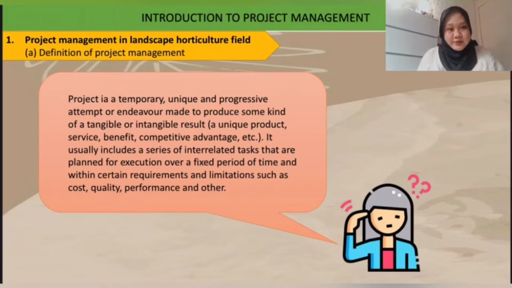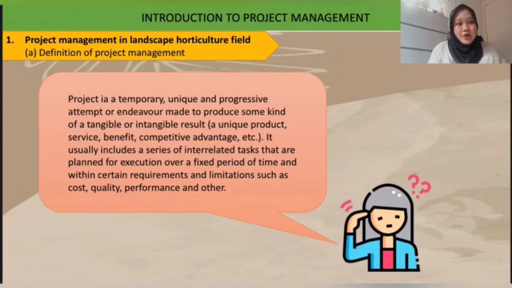What is project management? A project is a temporary, unique and progressive attempt or endeavor made to produce some kind of tangible or intangible result, which is a unique product, service, benefit, competitive advantage. It usually includes a series of interrelated tasks that are planned for execution over a fixed period within certain requirements and limitations such as cost, quality, and performance and others.